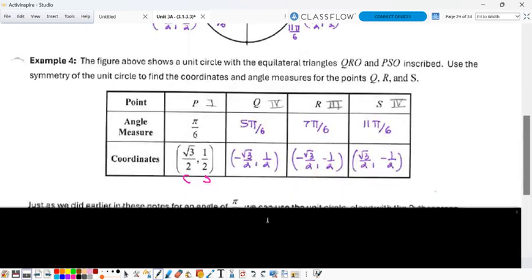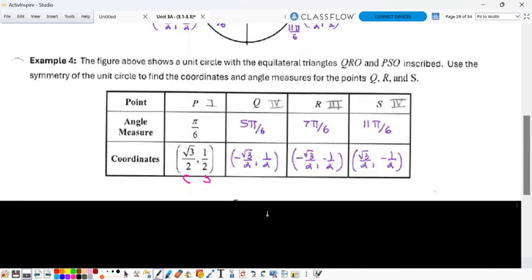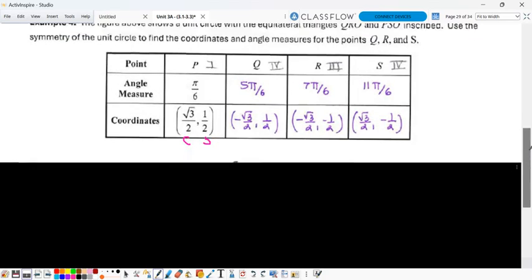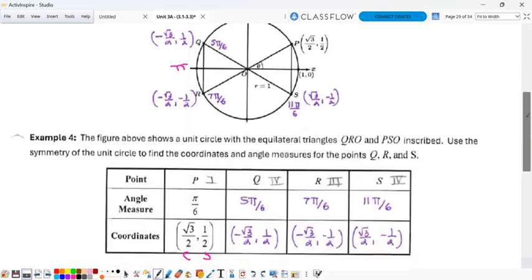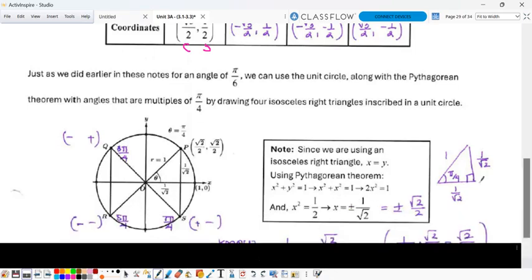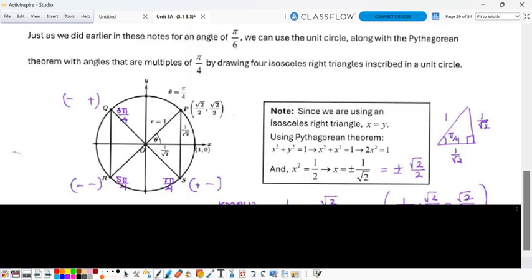Do you have to know this? Yes. Do you have to memorize this? I wouldn't say memorize. I would say you must understand and know how to reflect across the axis. Because all you have to know is the first quadrant, and then you keep reflecting over and over. So here we talk about pi over 4.